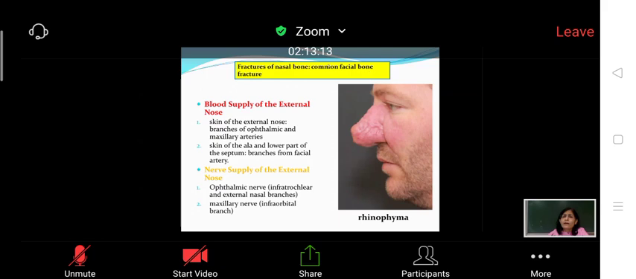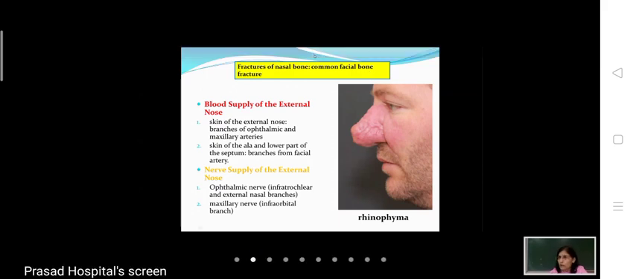The nose is a very common part of the face to be fractured because it is exposed. So the fracture of the nasal bone is very common. Then the blood supply of external nose is by way of ophthalmic, maxillary, and facial arteries. You don't need to go into the depth of these. And the nerve supply is by the branches of trigeminal nerve, which you already read in the region about face.